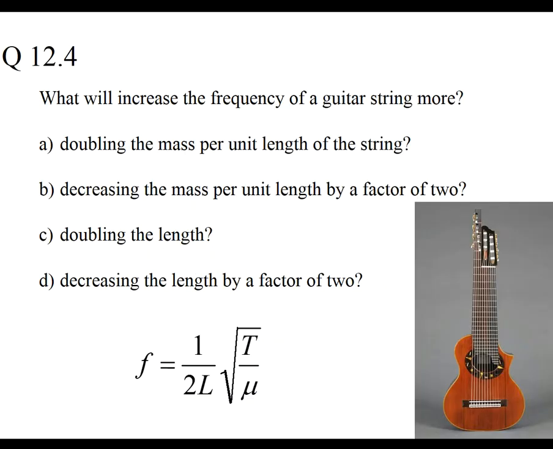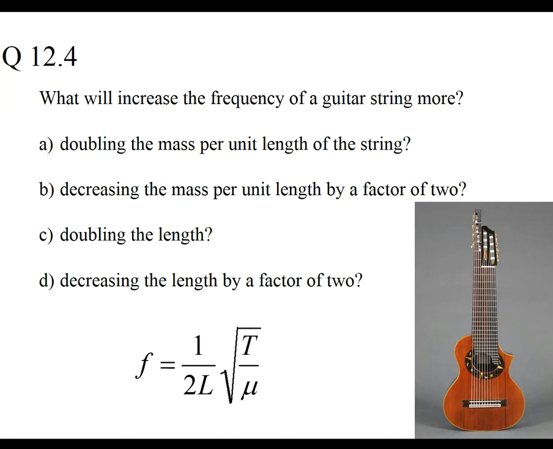All right. So here's an interesting, strange-looking guitar here on the right. I'm curious, what do you think is going to increase the frequency of a guitar string more? Doubling the mass per unit length? Decreasing the mass per unit length by a factor of 2? Doubling the length or decreasing the length by a factor of 2? This is the equation that you want to use when you're trying to think through this problem.